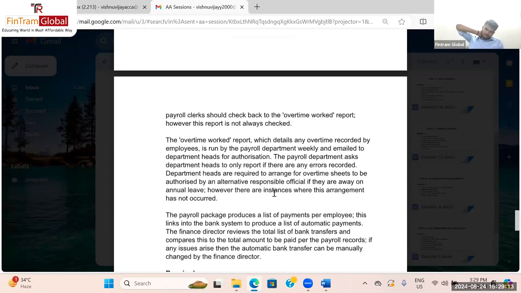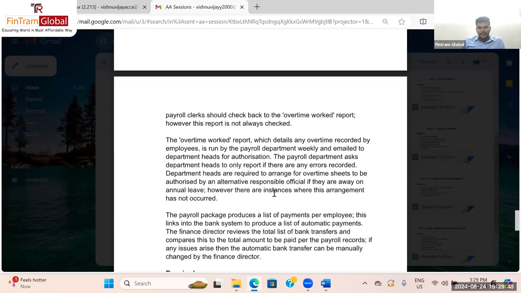The payroll department asks department heads to only report if there is any error. So there might be a deficiency, because how do we analyze? Maybe we are not checking for any errors. There is a risk that the payroll department may not check at all, or the departmental heads may not conduct the check at all, and they just simply say that there are no errors or something like that, right? So that can again lead to unnecessary payments and unnecessary issues within the process.